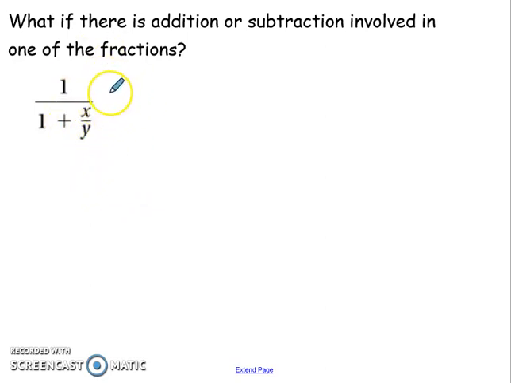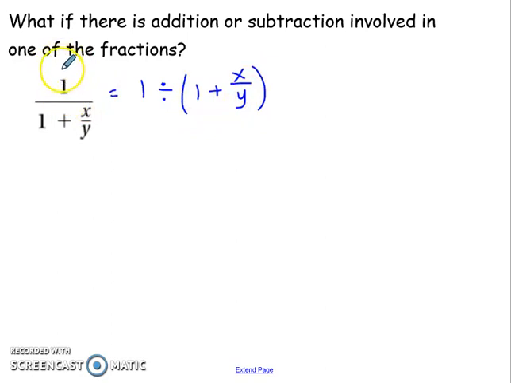So if I want to rewrite this, I have 1 divided by, and this would be 1 plus x over y. I'm putting this in parentheses because I want to make sure that we keep this 1 plus x over y together.